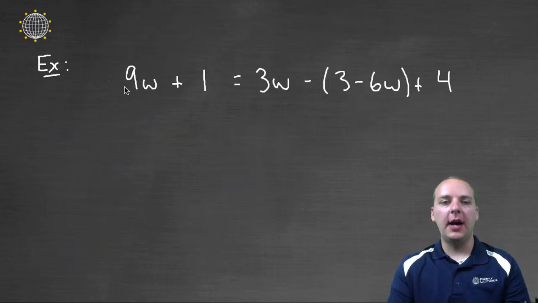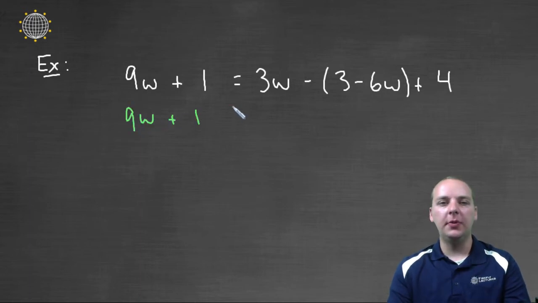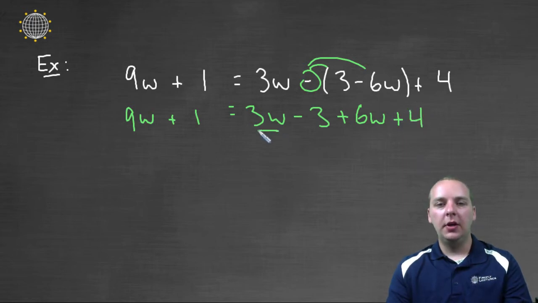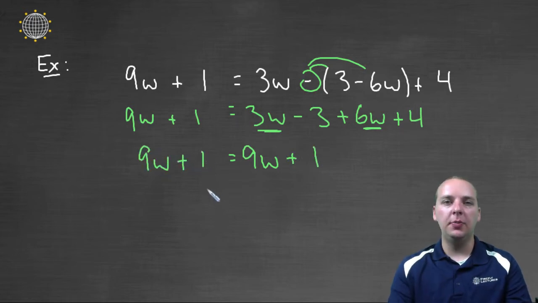Our next example, we have 9w plus 1 equals 3w minus the quantity 3w minus 6w plus 4. All right, so step one is to simplify both sides. 9w plus 1 is already simplified. And then we'll have 3w, and then we'll distribute this negative, this minus sign, -3 plus 6w plus 4, and then we can combine the 3w and the 6w to give us 9w, and -3 plus 4 to give us plus 1. So we'll have 9w plus 1 equals 9w plus 1.